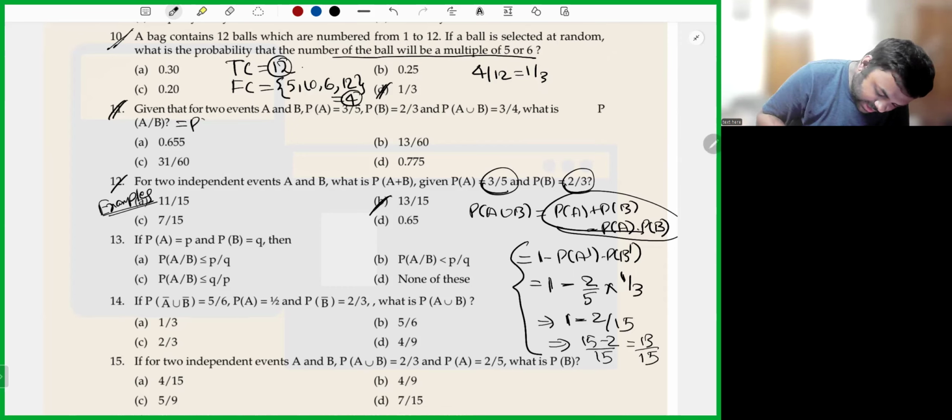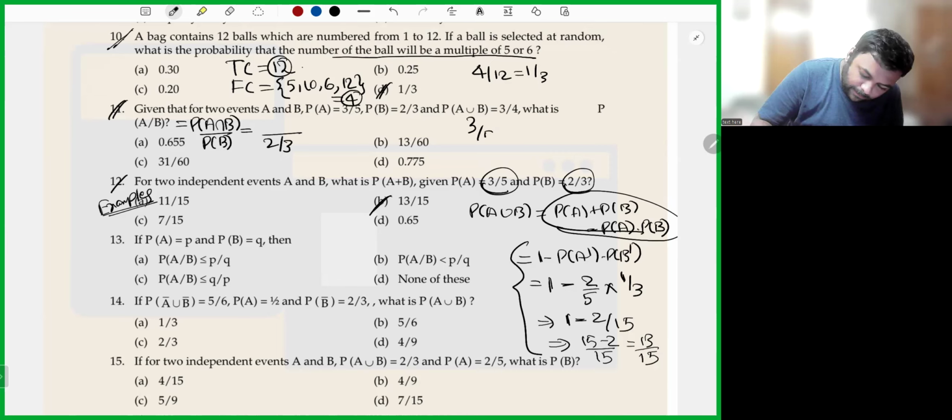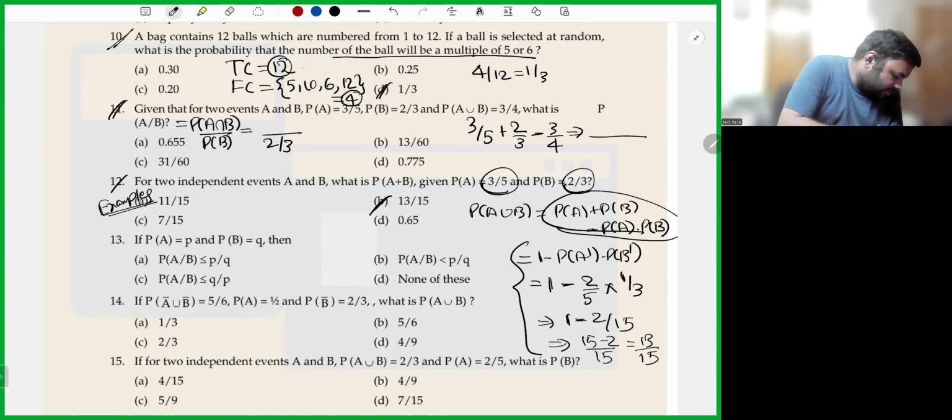P of A intersection B divided by P of B. P of B is given as 2 by 3. Now, what is P of A intersection B? Obviously, sir, P of A plus P of B minus P of A union B, right? So what is the LCM here? LCM will be 5 into 3 into 4, which is nothing but 60.